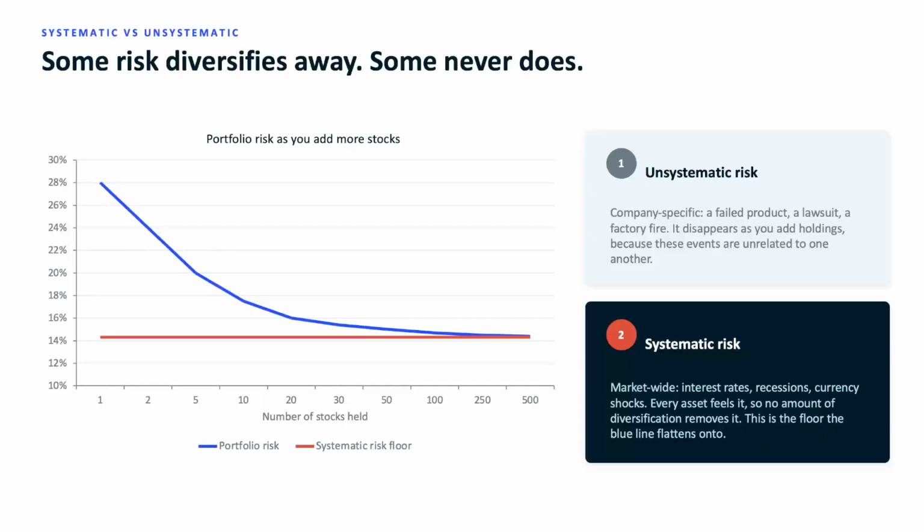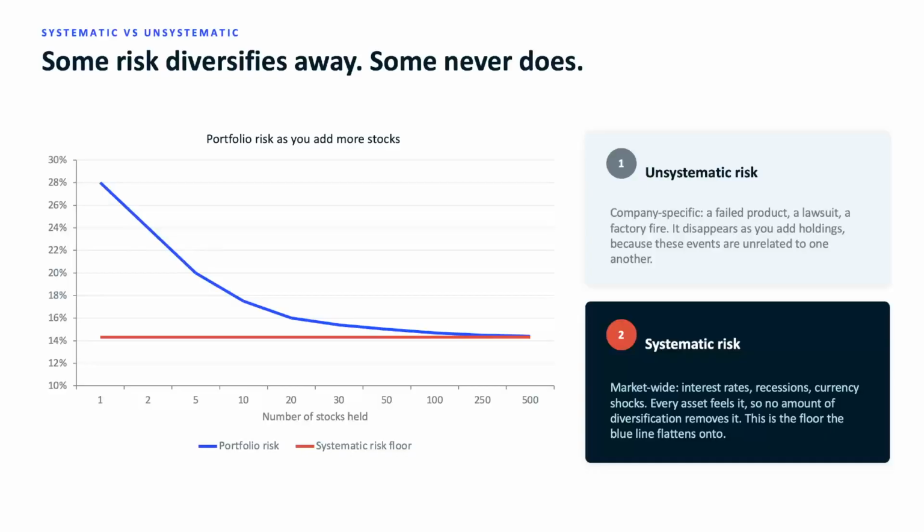You look at the blue line. As we add more stocks to a portfolio, 1, then 2, 5, 10, 50, 500, portfolio risk falls. Fast at first: one stock, 28% risk, 10 stocks down to 17.5%. But then watch what happens. It flattens. And no matter how many more stocks we pile on, it will not go below that red floor.